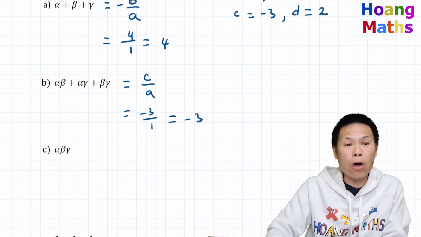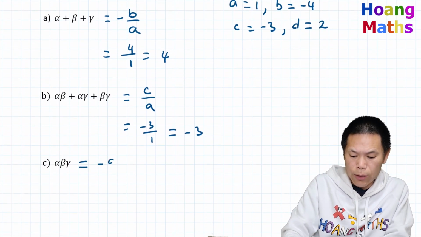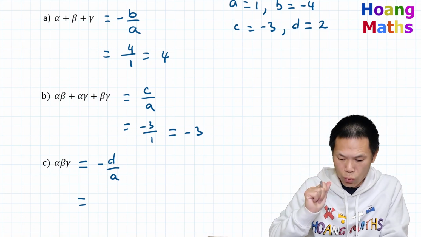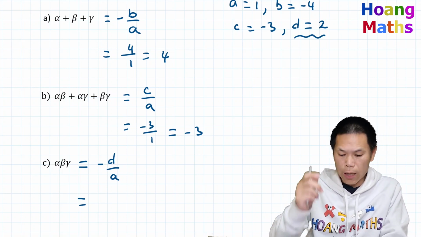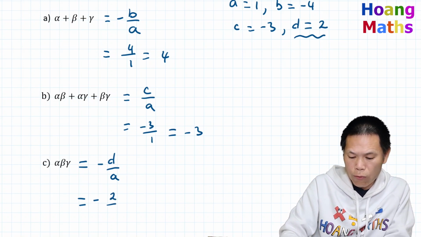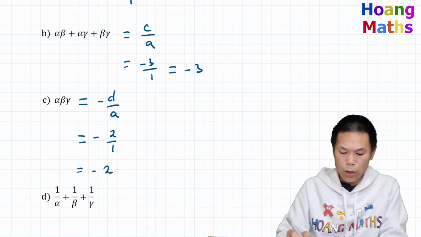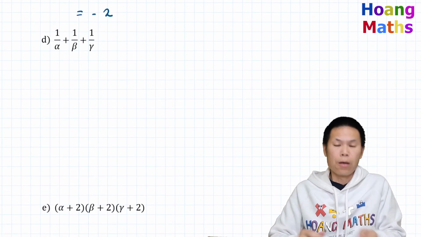So now the product of the roots, so that is equal to negative d over a. And we know that d is equal to 2. That is 2 here, and then over a. A is 1. So negative 2 over 1. So that will give me negative 2. So there you go.